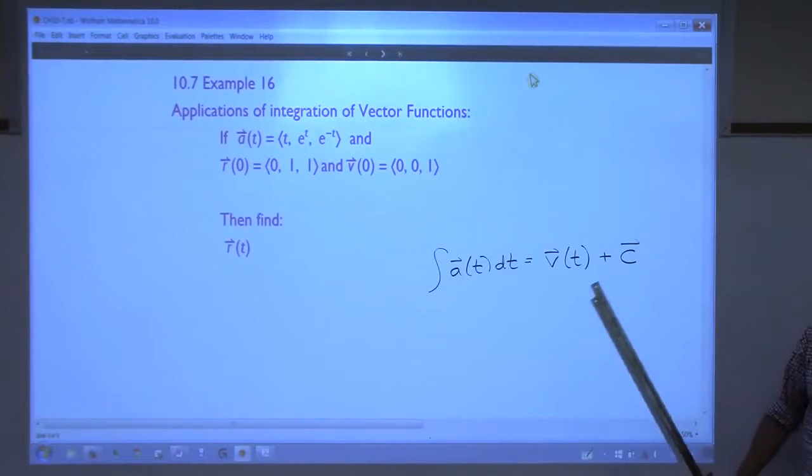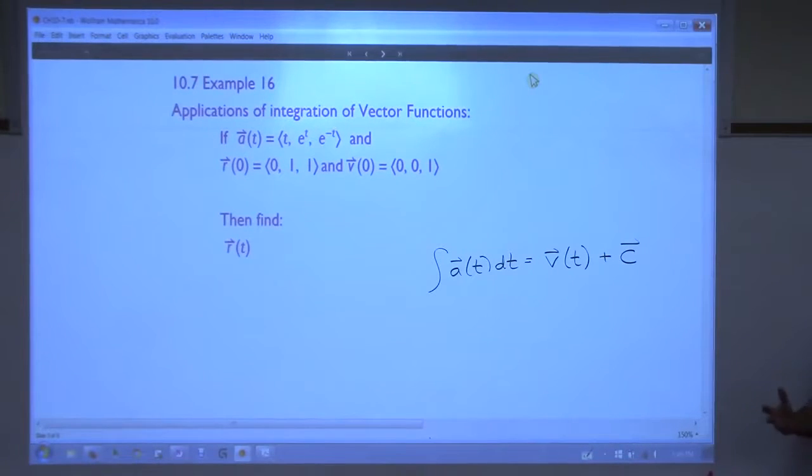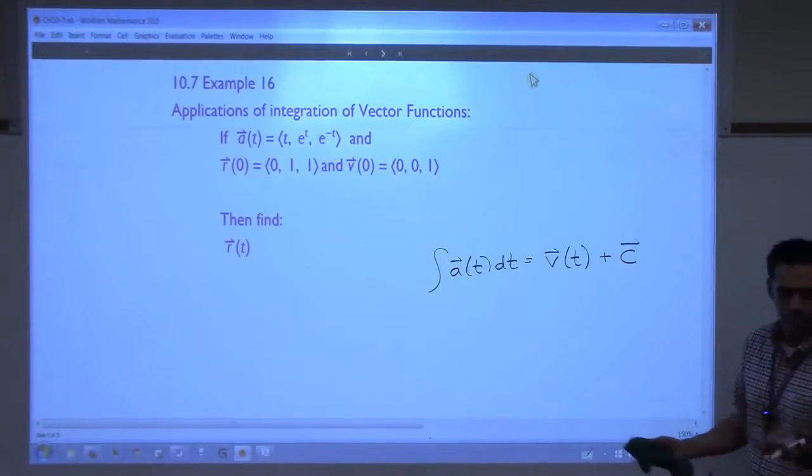Integrating the a to get v, and then integrate v to get r. Yes or no? Okay, just twice of what we just did.